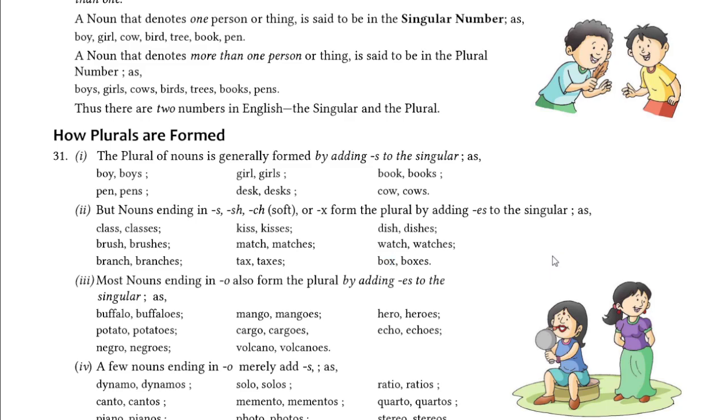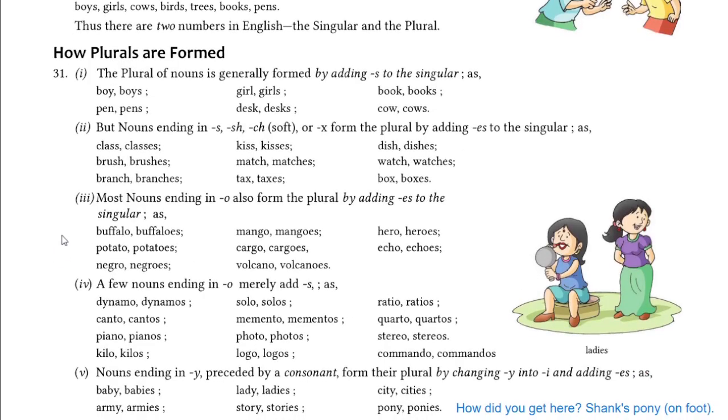Now, we have seen that words which end in s or sh or ch, ch sound, or x, we would simply add es to the singular form to get the plural form. Now, some nouns in the singular end in o, like buffalo. It ends in o. We would simply add es to the singular to form the plural, and we would get buffaloes. Potato ends in o. We would simply add es to form the plural, potatoes.